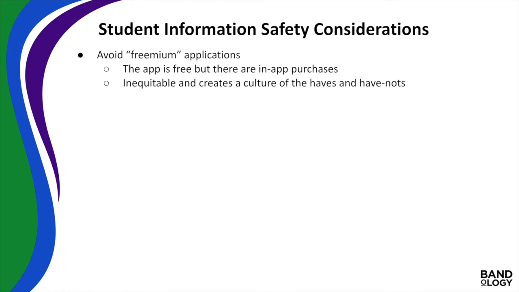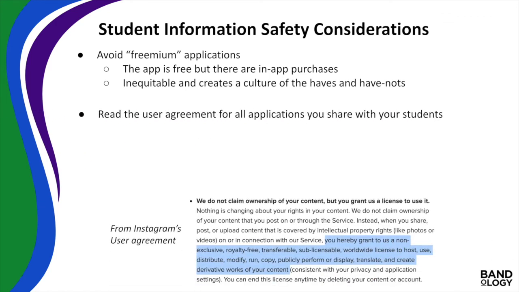To maintain an equitable learning environment, avoid selecting freemium applications. These are apps that are free to download but contain in-app purchases. When you find an app that suits all of your needs, be sure to read the user agreement, as most of us tend to skim over it. This will tell you how the app uses student information and other hidden features that the company doesn't want to fully advertise.